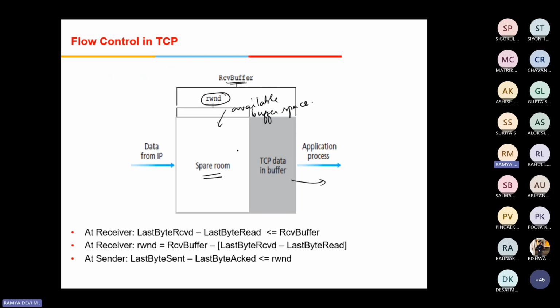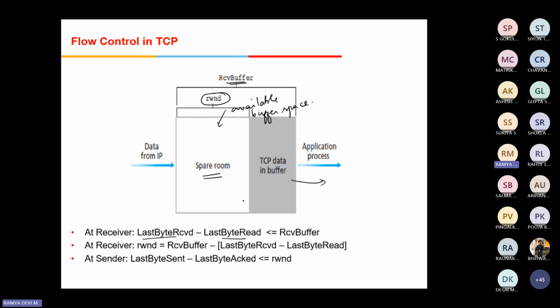So how much more data can the sender transfer? The receiver window tells about the free space. Here three equations are given. The last byte received minus last byte read is less than or equal to the receiver buffer. This ensures the data received but not yet read does not exceed the buffer size.